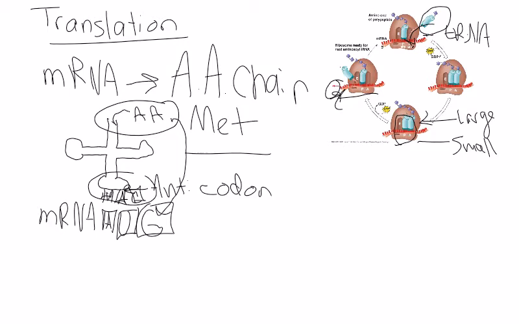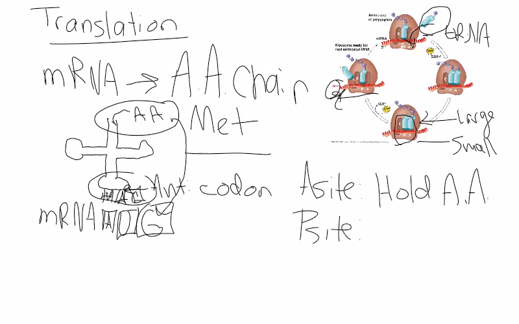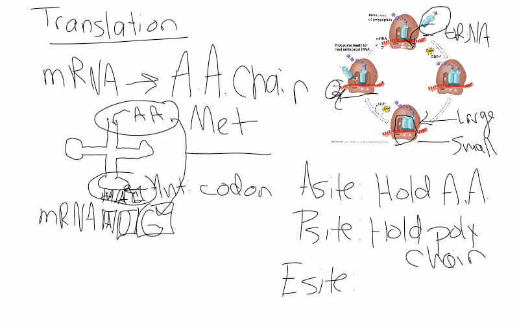So the A site holds the amino acid. I'm just going to put AA for amino acid. The P site is going to hold the polypeptide chain, so I'll just put poly chain. So the polypeptide that we're making, remember, many amino acids make a polypeptide. And the E site, properly named the E site, is where it's going to exit. Okay, so the exit for the tRNA, it's no longer needed. We already got the amino acid we needed, so it's going to leave.